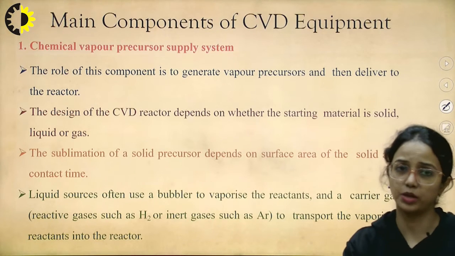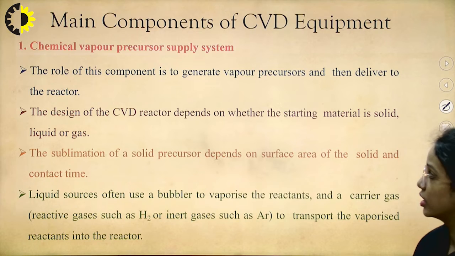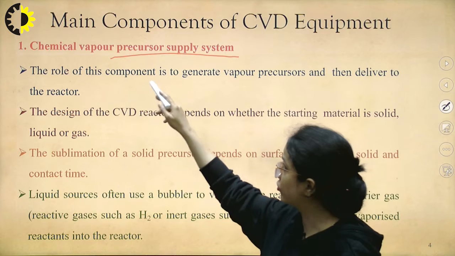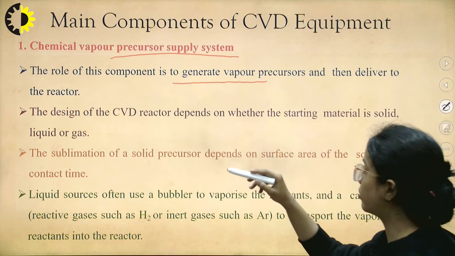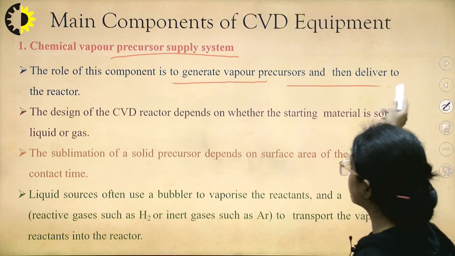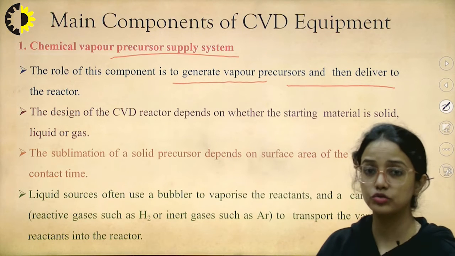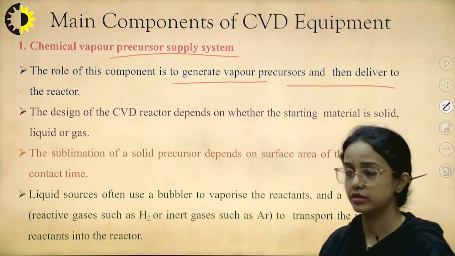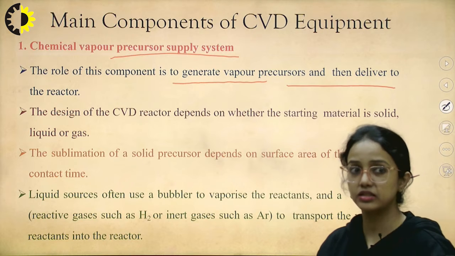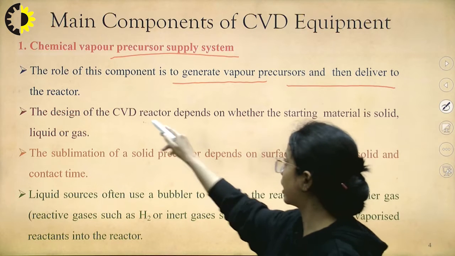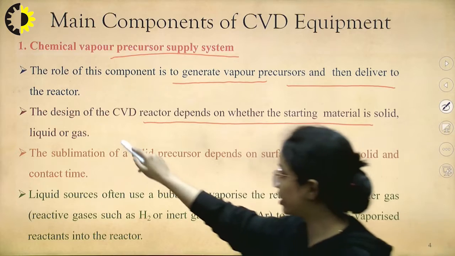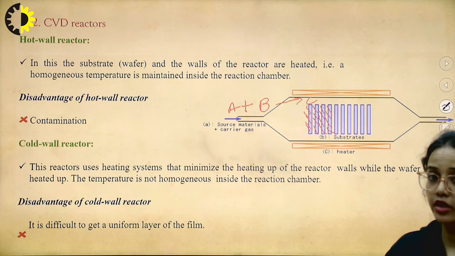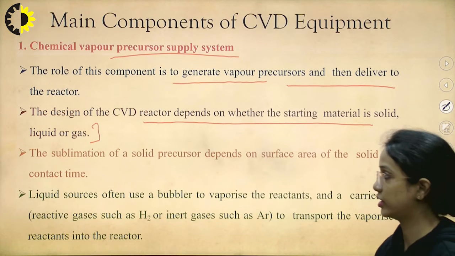The main components of chemical vapor deposition equipment: first is the chemical vapor precursor system, whose role is to generate vapor precursors and to deliver them to the reactor, to make these gases enter the reactor. The design of the CVD reactor depends on whether the starting material is solid or liquid. So we can see that this reactor cannot work for liquid. This can only work for solid.